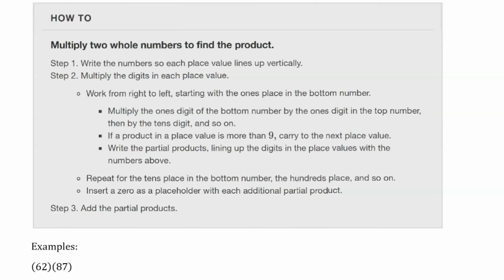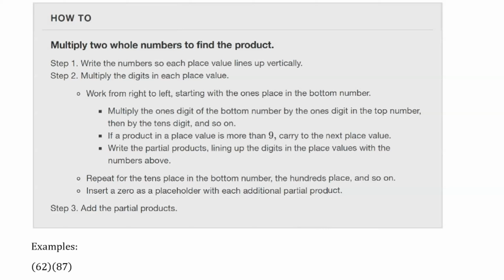In this video, we're going to be doing multiplication of two numbers where both of the numbers are more than just a single digit. To multiply two whole numbers, we're going to write the numbers so each place value lines up vertically. Then we're going to multiply the digits in each place value. We start in the rightmost place value, the ones digit of the bottom number, and multiply it by the ones space of the top number, the 10 space of the top number, 100 space of the top number, and so on.